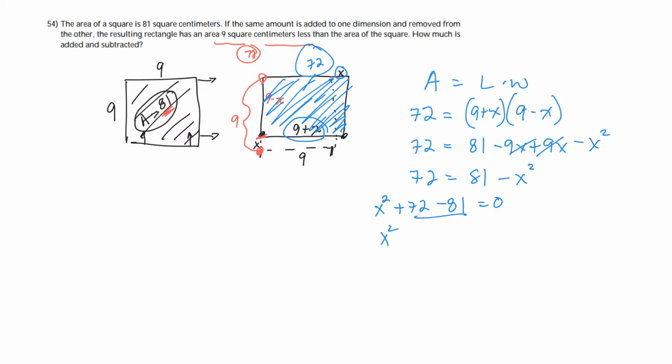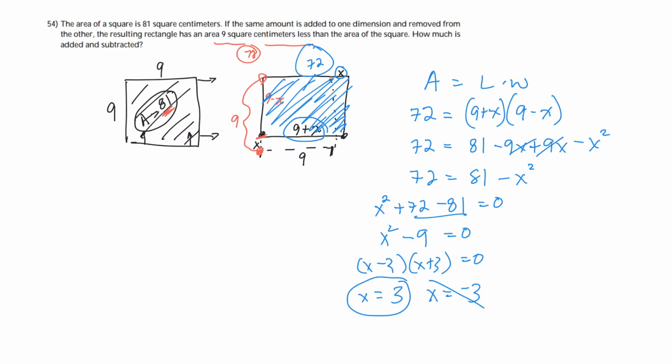These two are like terms, so I can subtract them. That'll be negative 9 equals 0. Oh, and that's the difference of squares. x minus 3, x plus 3 equals 0. So either x is 3 or x is negative 3. Can't be negative 3 because we're dealing with distances of a rectangle. So x must be a positive 3.